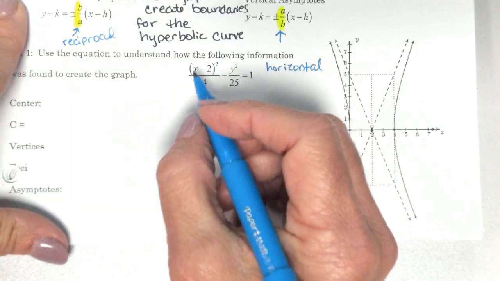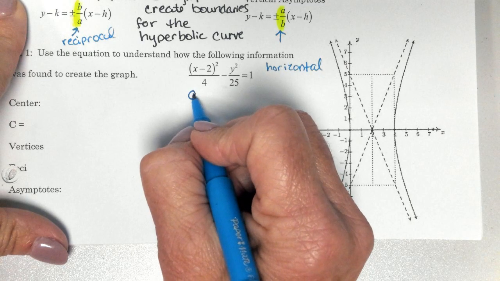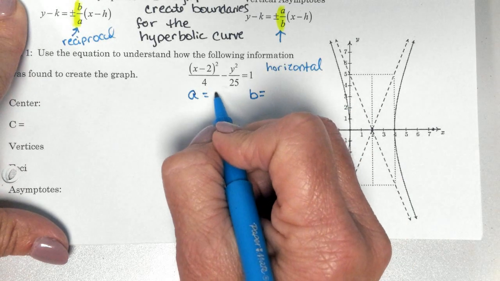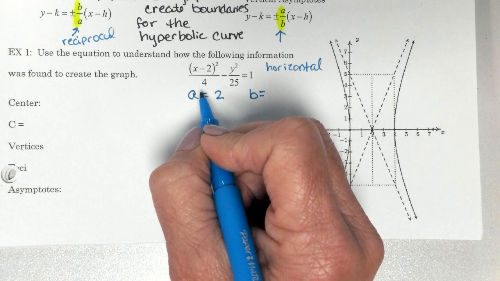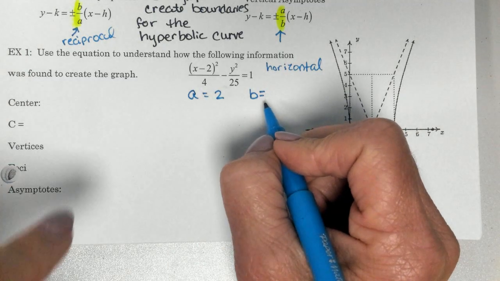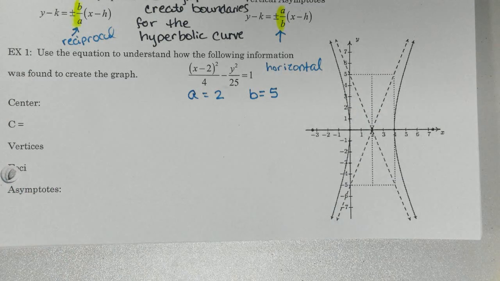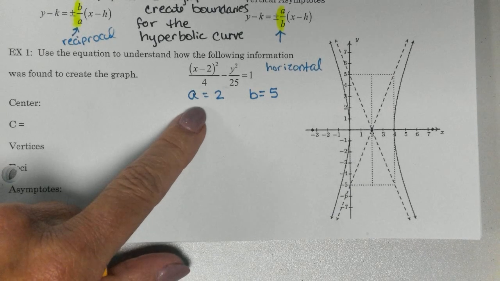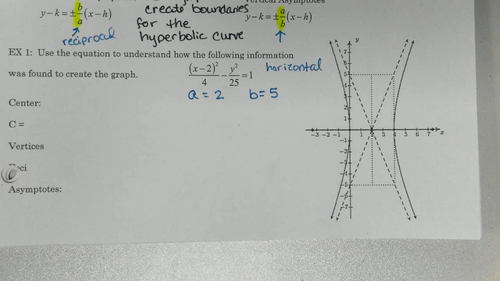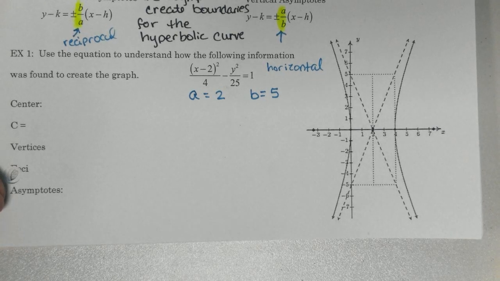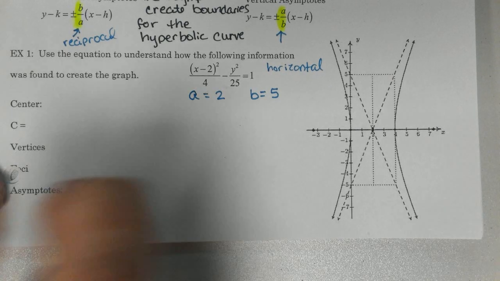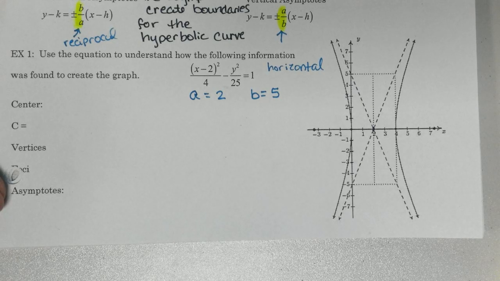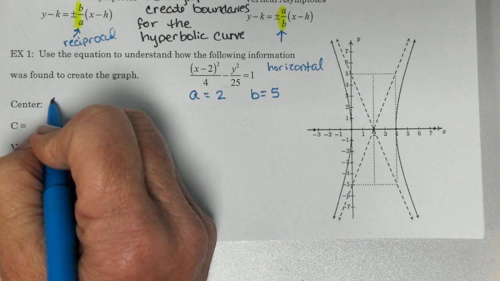What is the value of A? 2. A is always going to be your first, and B is 5. Okay. Your center is, looking at your formula right here, where would your center be located? At 2, 0. There you go.